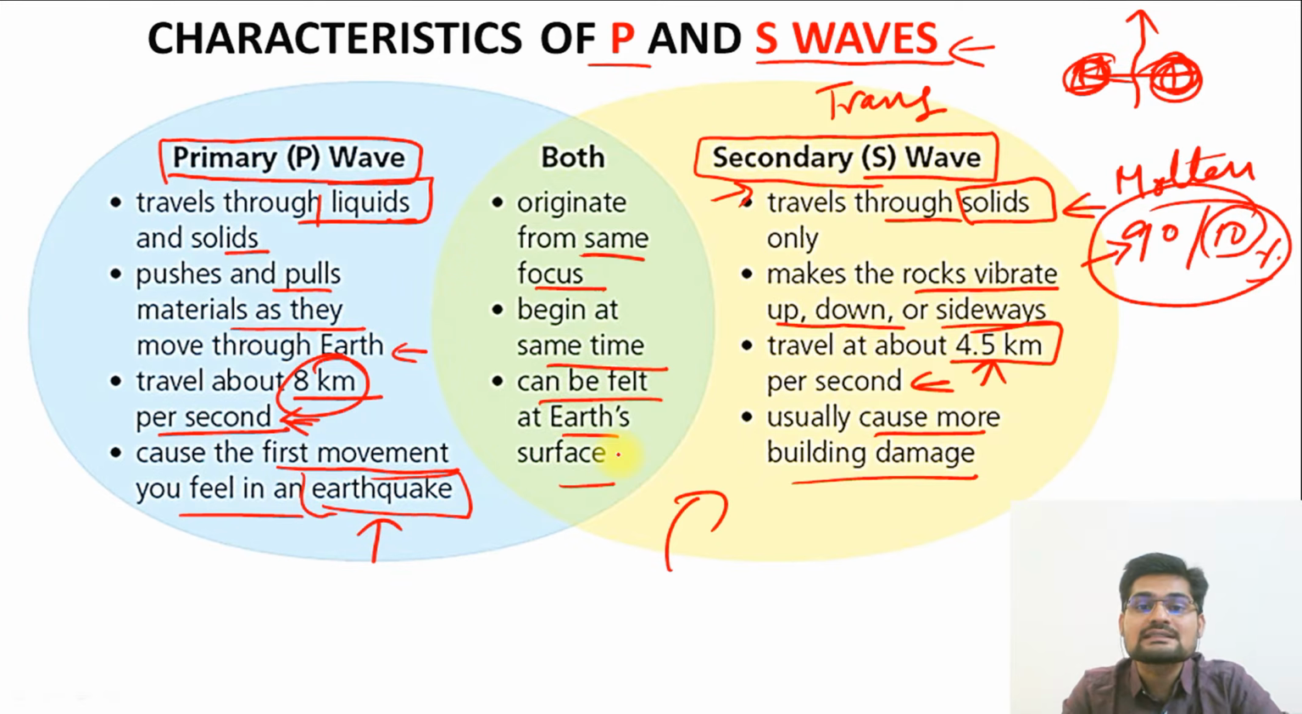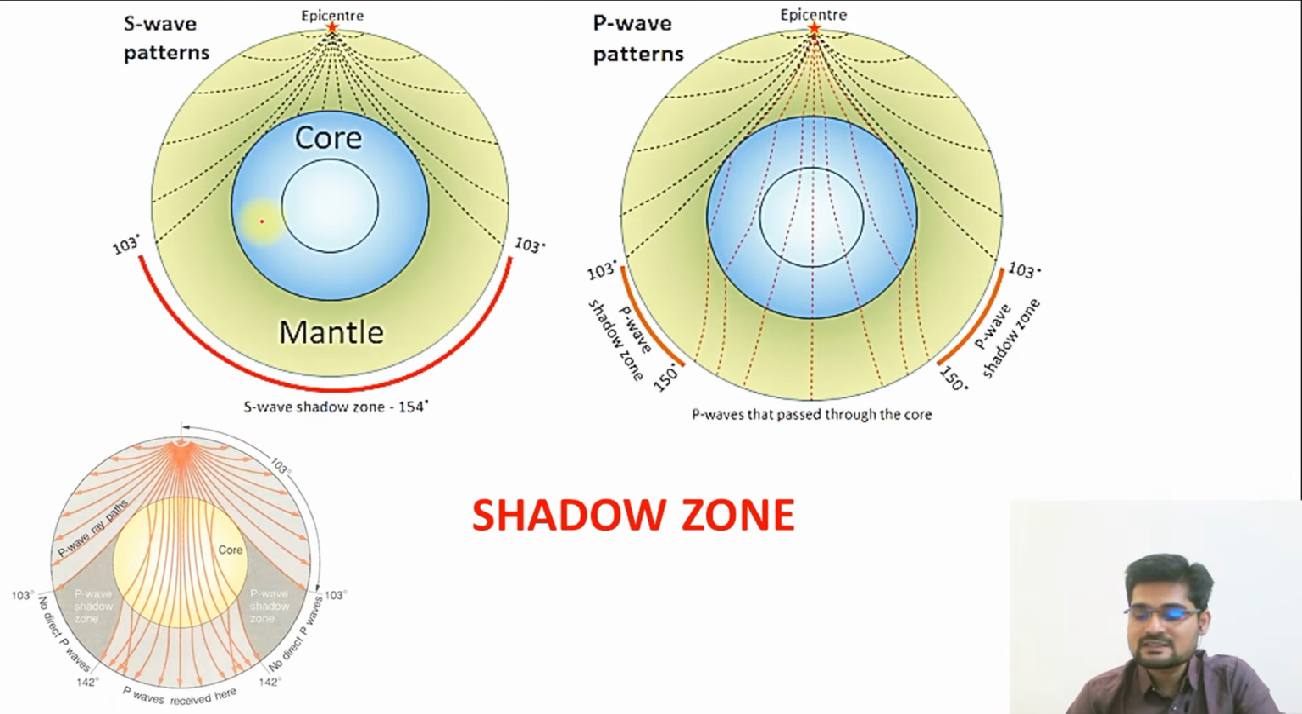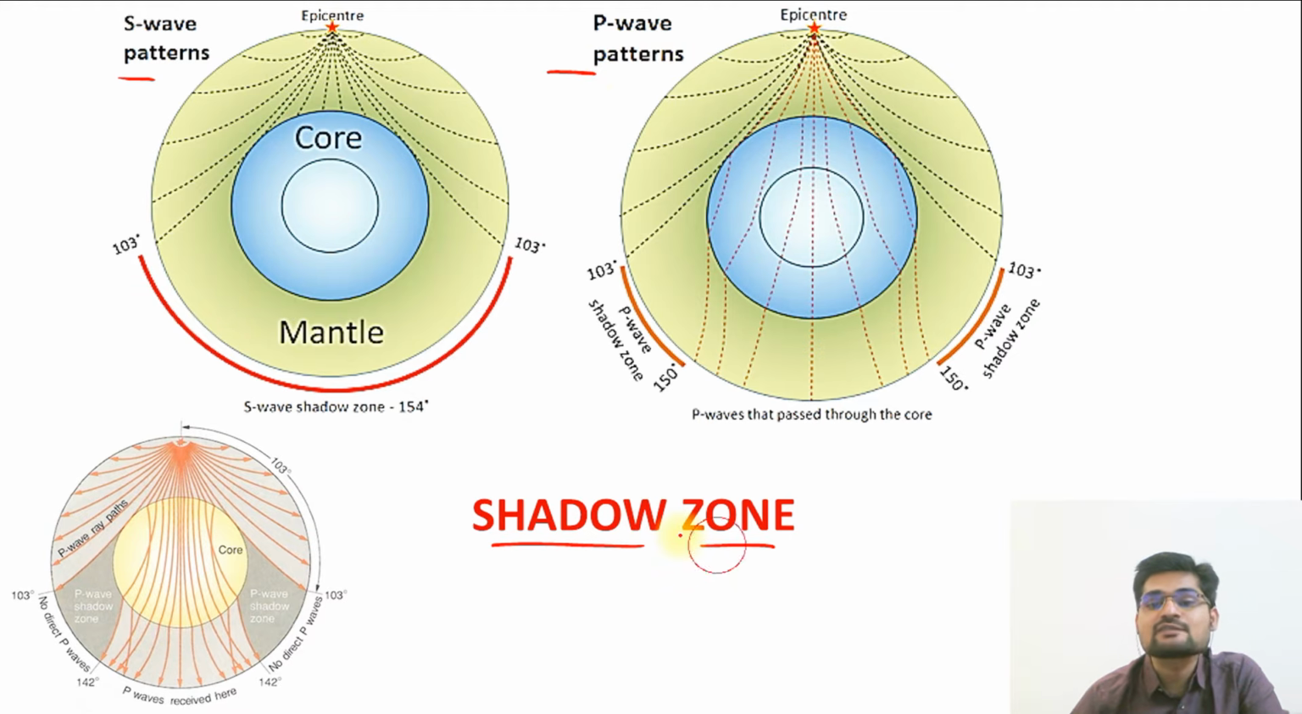And if we want to understand the interior structure of the Earth, the characteristics of the different materials in different layers, we can understand it through the studies of these waves. Now, another important concept related to seismic waves is the shadow zone concept. So for P wave and S wave, let's observe these images and understand how these shadow zones are there and why these shadow zones are there.